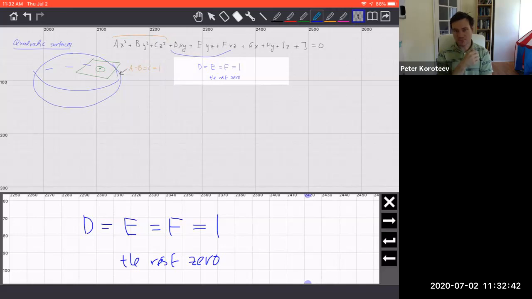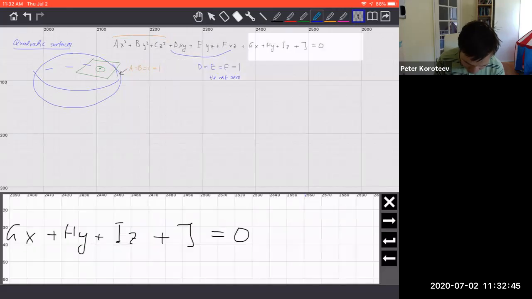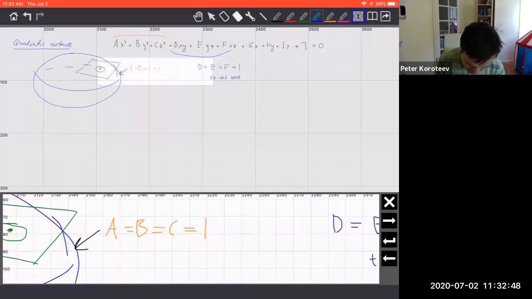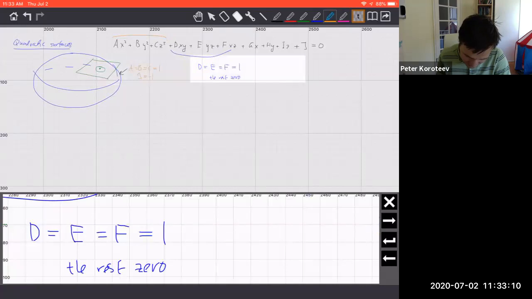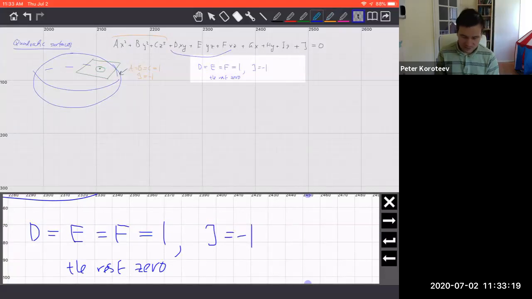Actually, when I said equals 0, we have to be careful. We also need to keep j. Even in the first example, j is equal to, I'm sorry, j is equal to, say, -1. So for the first question about the sphere, a equals b equals c equals 1 and j equals -1, it will be a sphere of radius 1, right? Now here, d equals e equals f equals 1 and j is still -1. Then we'll talk about what happens when j is equal to 0.